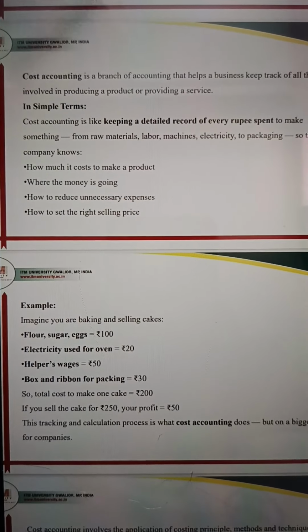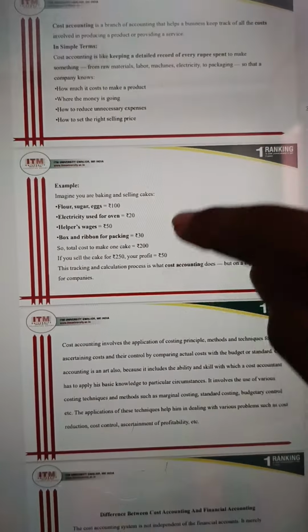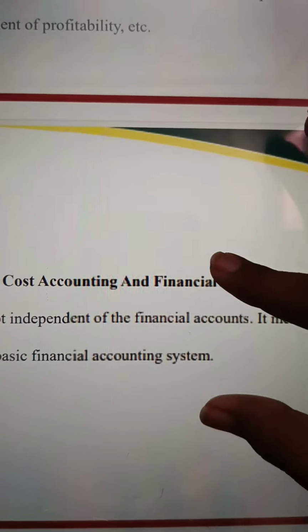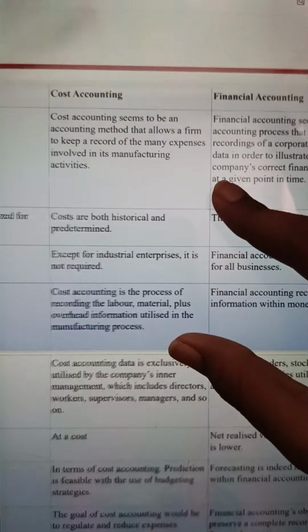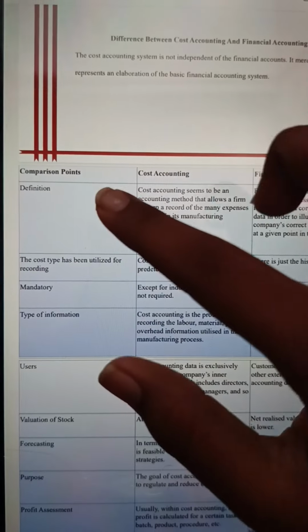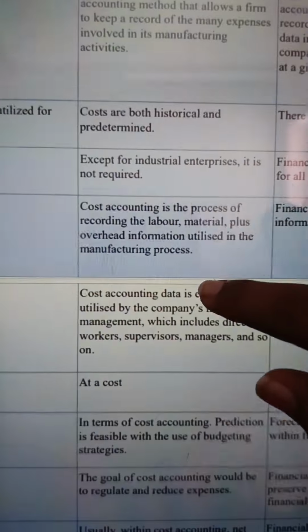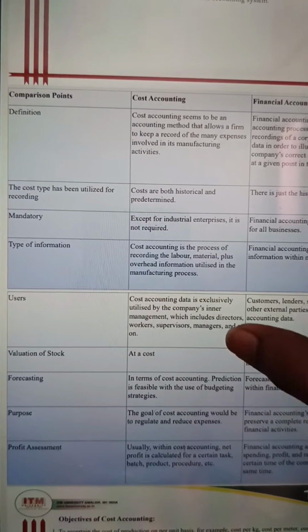Today we are going to learn the quick recap of cost accounting, Unit 1, Part 1. Here you have to learn first the definition of cost accounting. Then you have to see the difference between cost accounting and financial accounting. These are the differences: based on the definition, cost type, whether it is utilized for recording or not, whether it is mandatory, how it is mandatory, type of information users, valuation of stock, forecasting purpose.